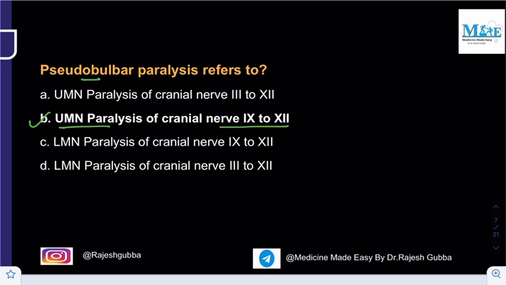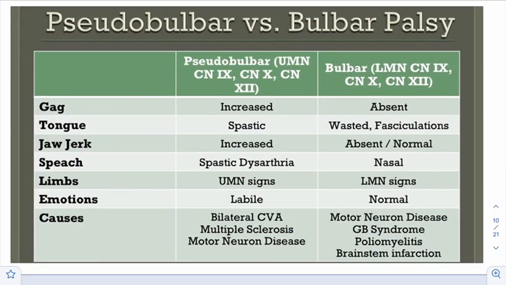So these patients have upper motor neuron involvement in pseudobulbar paralysis. Now, a very, very important question that will be asked is the differences between pseudobulbar paralysis and bulbar paralysis. Pseudobulbar paralysis is upper motor neuron pathology, whereas bulbar paralysis is lower motor neuron pathology. If you take the reflexes in pseudobulbar paralysis, all the reflexes are exaggerated. You take the gag reflex, you take the jaw jerk, they are exaggerated.